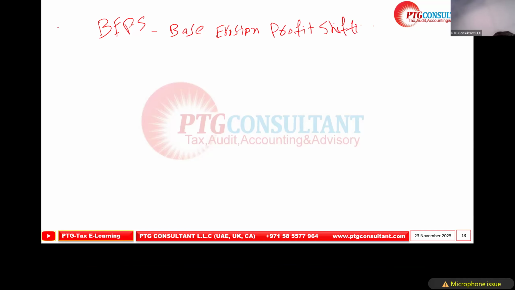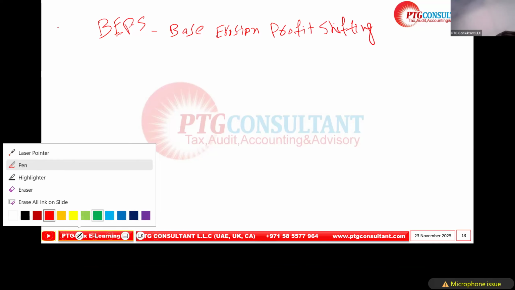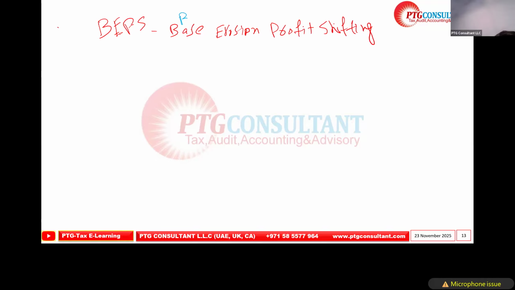Please bear with me in case my handwriting is not very good, but I'm trying my level best. So this is B, this is the E, this is the P, this is S. So what does it mean? Base, which base? Tax.